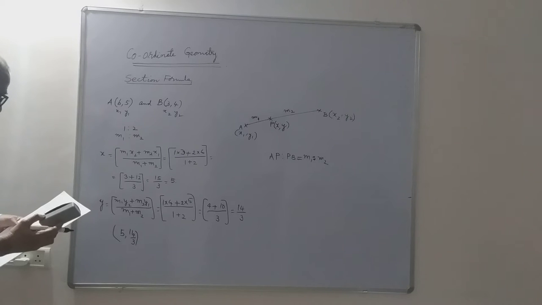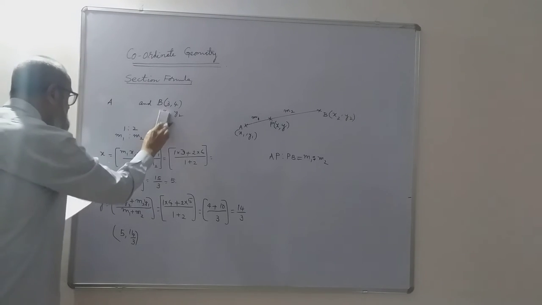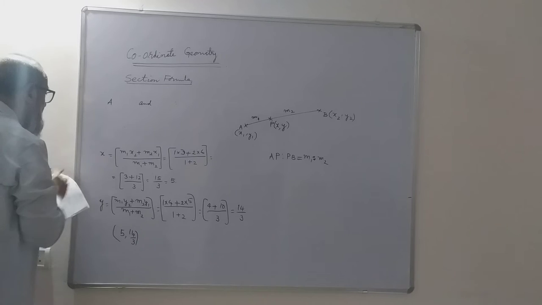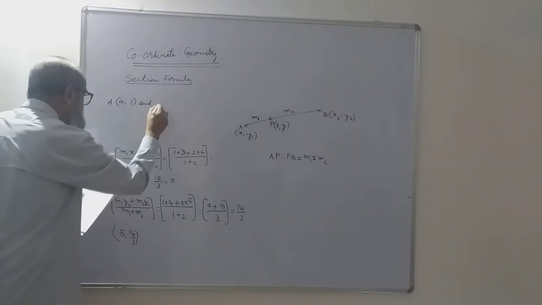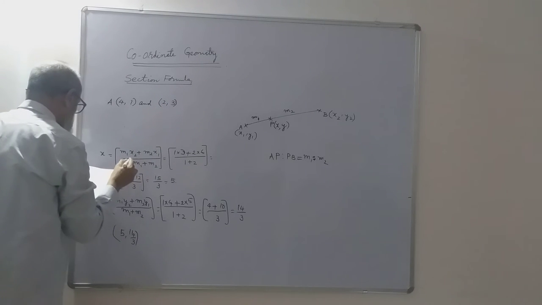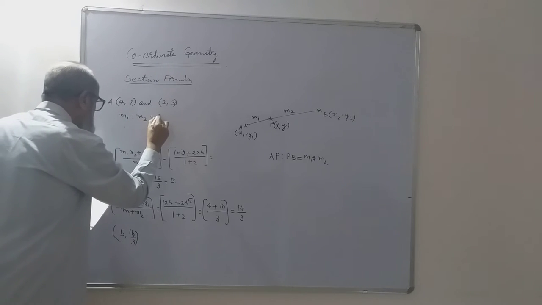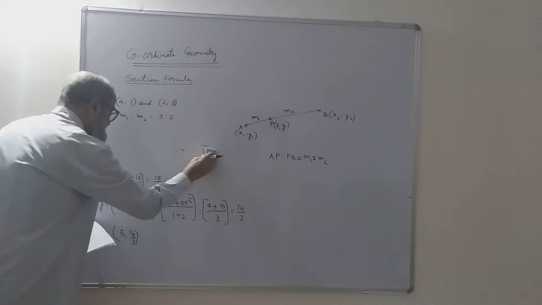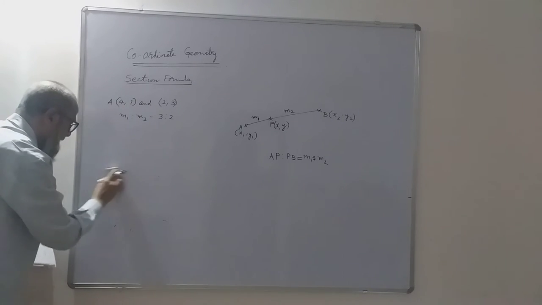One more. Find the coordinate of the point which divides the line joining the points 4, 1 and 2, 3, and the given ratio is 3:2. That is, m1:m2 is equal to 3:2, so m1 is 3, m2 is 2. Again, the same procedure we have to follow, and you get the answer.